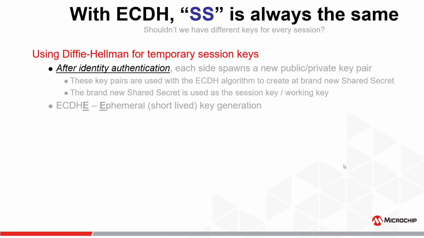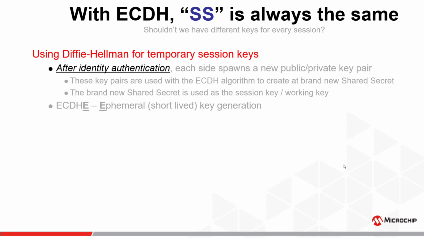But the method we just described would use the same shared secret over and over as the encryption key. We really shouldn't do that. We should have session keys. I explained this before in an earlier part of this presentation. So a best practice would be to use Diffie-Hellman again. This time it's called ECDHE, for elliptic curve Diffie-Hellman ephemeral, ephemeral meaning short-lived.